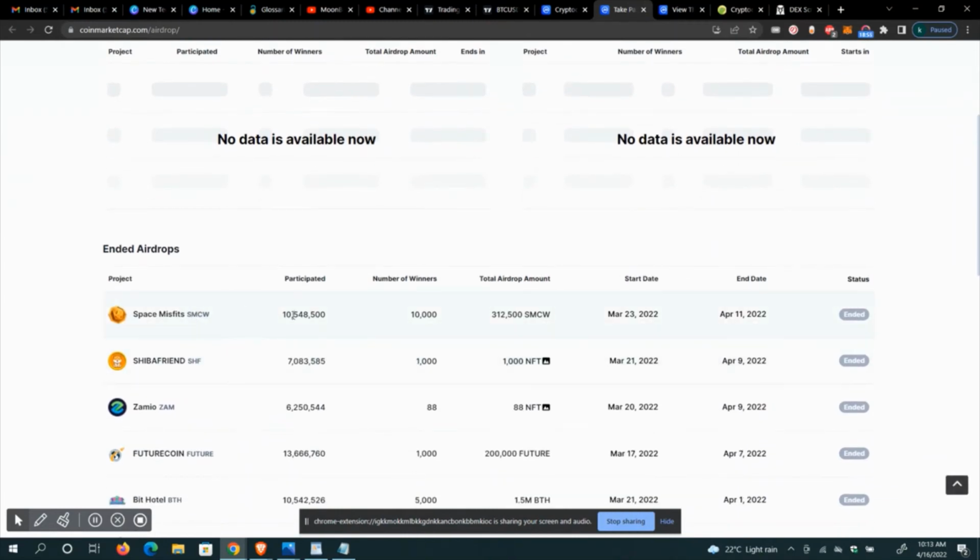These are airdrops that have ended, by the way. You understand? You just participate. People who participated for this are 10,548. So what did they do? Maybe they joined their Telegram, they joined their Discord, their Twitter. You understand? And after you're done, you tell them, okay, I've joined. What next? So this is people who participated for this.